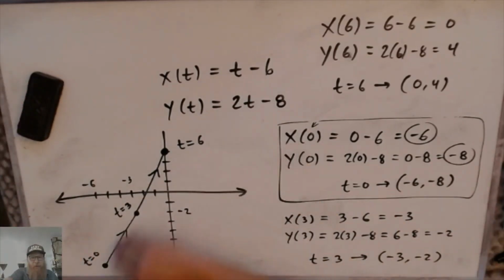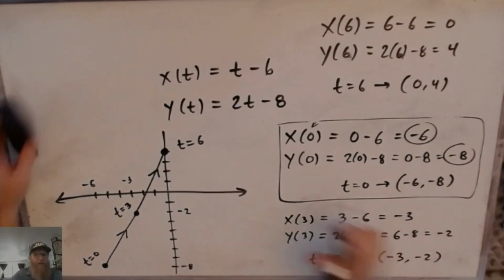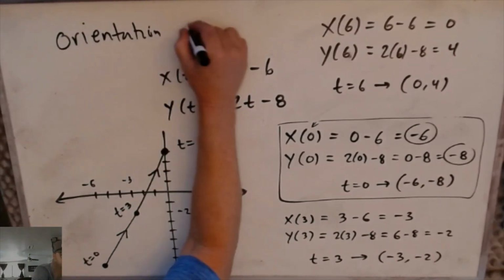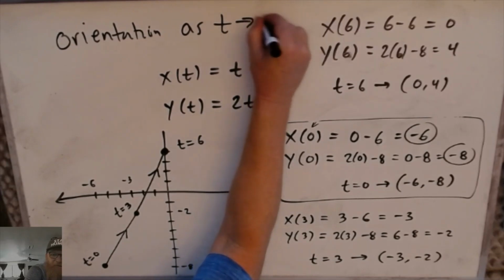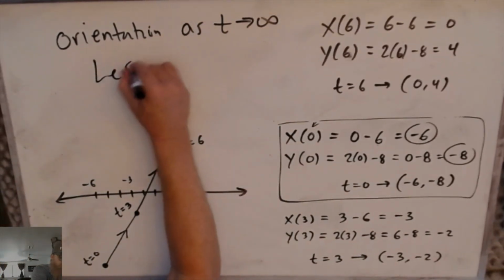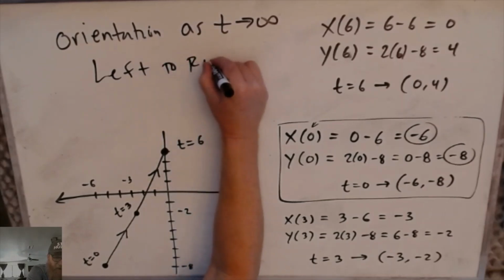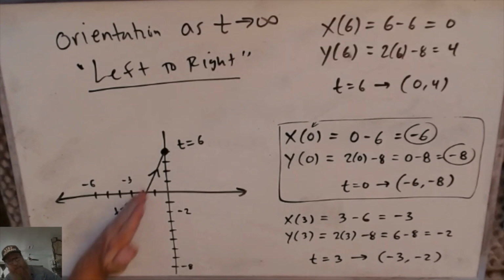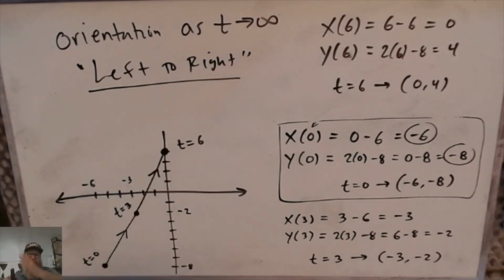So this would be the graph of the line. And we would say its orientation, as t goes to infinity, this graph goes from left to right. So we'd say this has a left to right orientation.